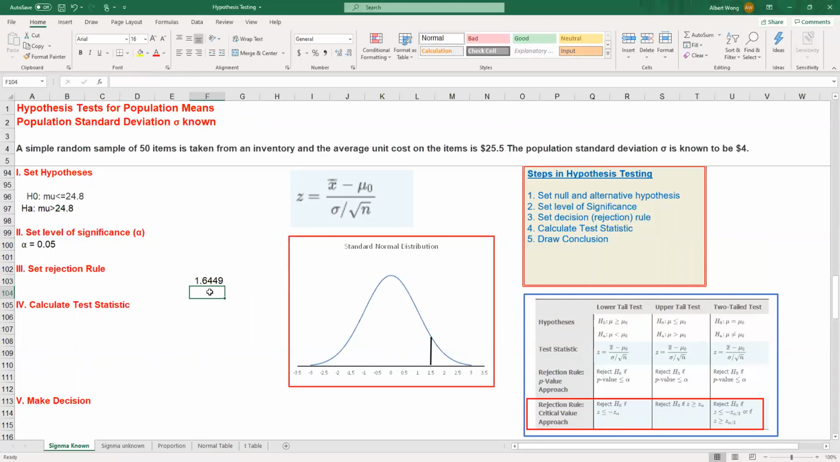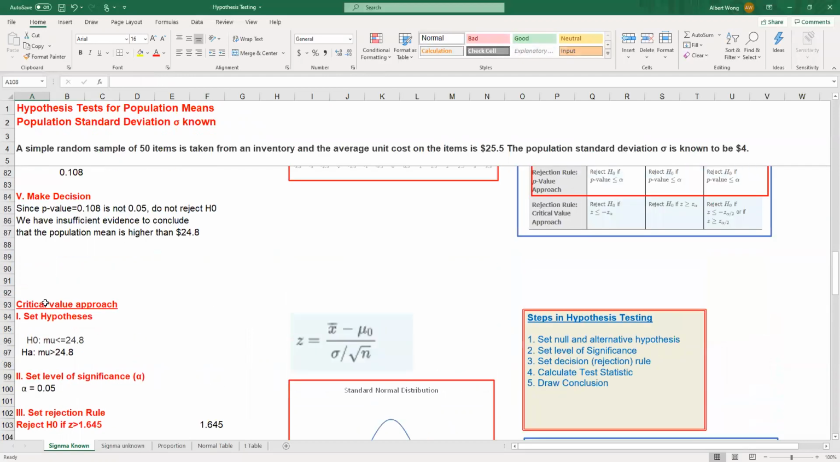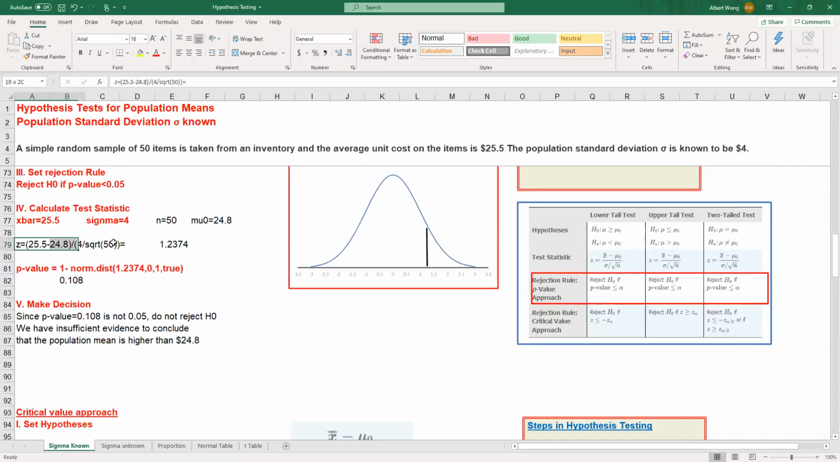Okay, so as you can see, if we round it up to 4 decimal places, it's the same as what we have: 1.4645, and then now we can write the rejection rule. The rejection rule would be reject H0 if the test statistic is bigger than 1.645. Okay? And the calculation of the test statistic, of course, is exactly the same.